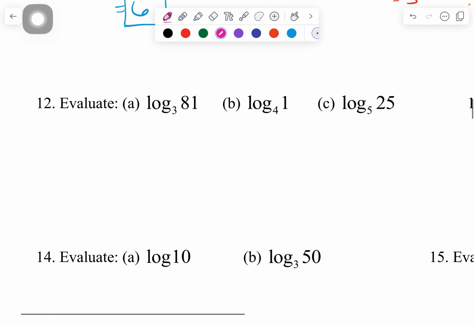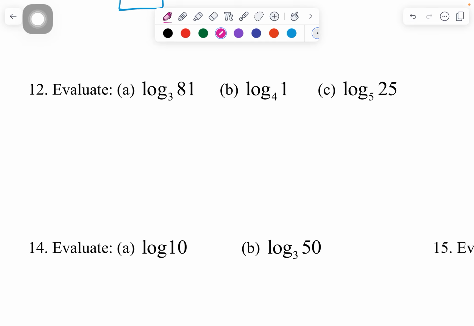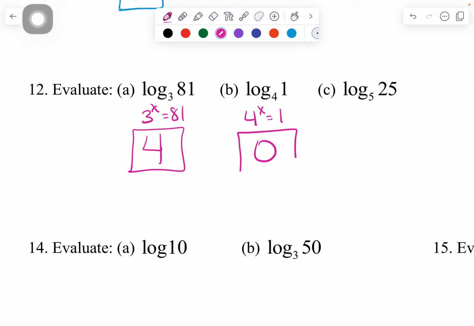All right, we're going to evaluate some logs here. So part A, we've got 3 to some power is equal to 81. That's going to be 4. 81 is 3 to the 4th. 4 to some power is equal to 1. The only way this works is if x is equal to 0, right? Any number raised to the 0 is 1. And last one here is 5 to some power is equal to 25. That's just going to be 2. 5 squared is 25.